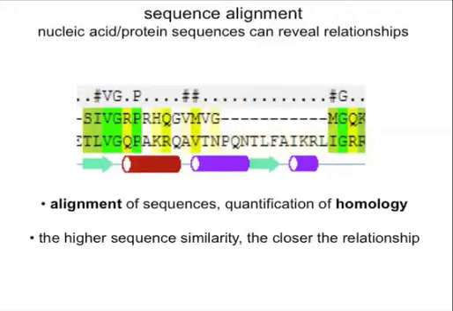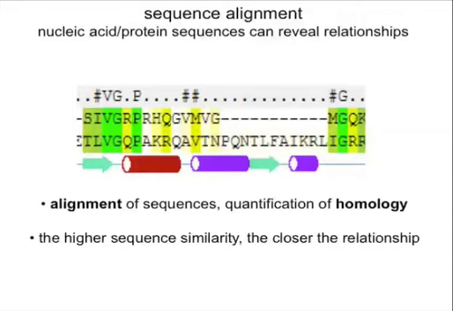I want to start out by saying that it's important for us to make a distinction between sequence alignment at the nucleotide level and sequence alignment at the protein level. And we'll also see that there are alignments or comparisons that we can do between structures as well. Whatever the case, the assumption is that a higher degree of similarity or higher sequence similarity indicates a closer relationship.